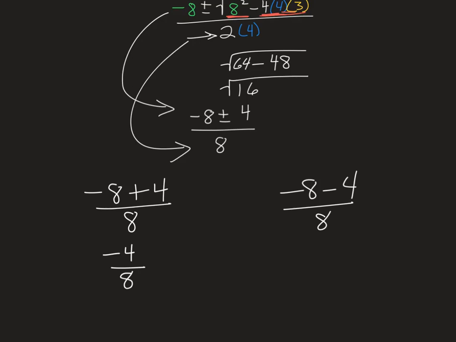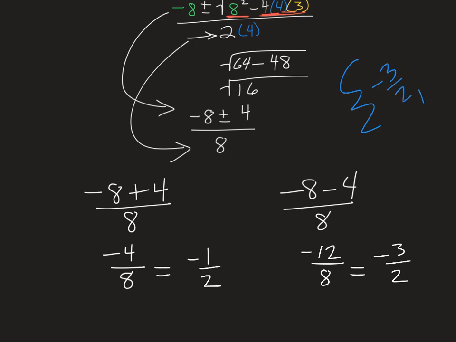Don't freak out that it didn't turn out to be a whole number. That's okay. Remember, in algebra, we like to keep things as fractions. So negative 4 over 8 is the same thing simplified as negative 1/2. And then negative 8 minus 4 is negative 12 over 8, which, if we simplify that, gets us negative 3 over 2. So our two solutions to this quadratic equation are negative 3 over 2 and negative 1/2.